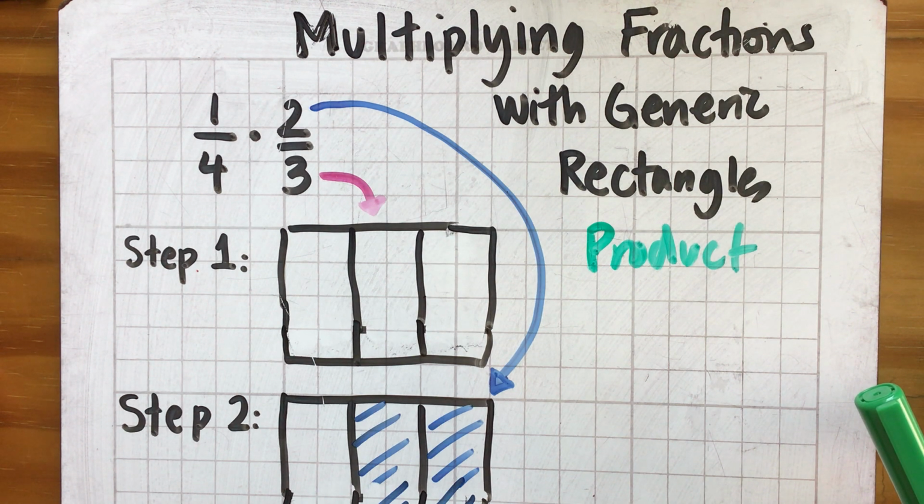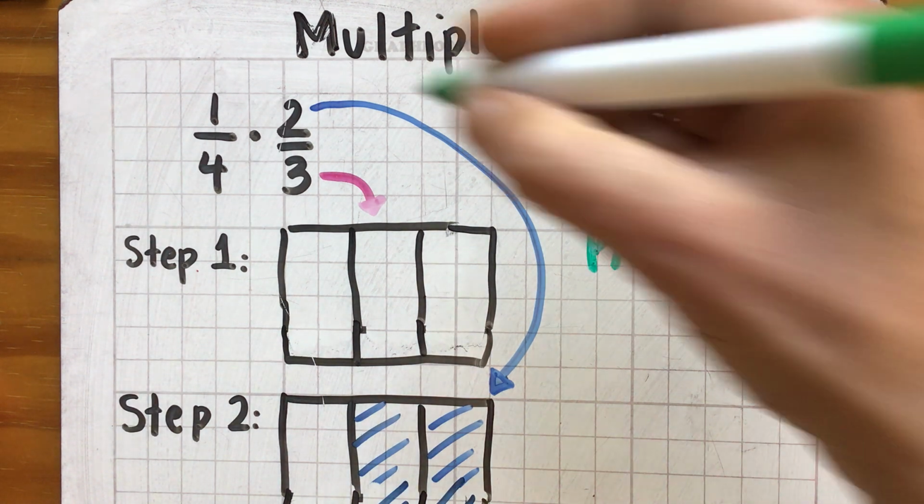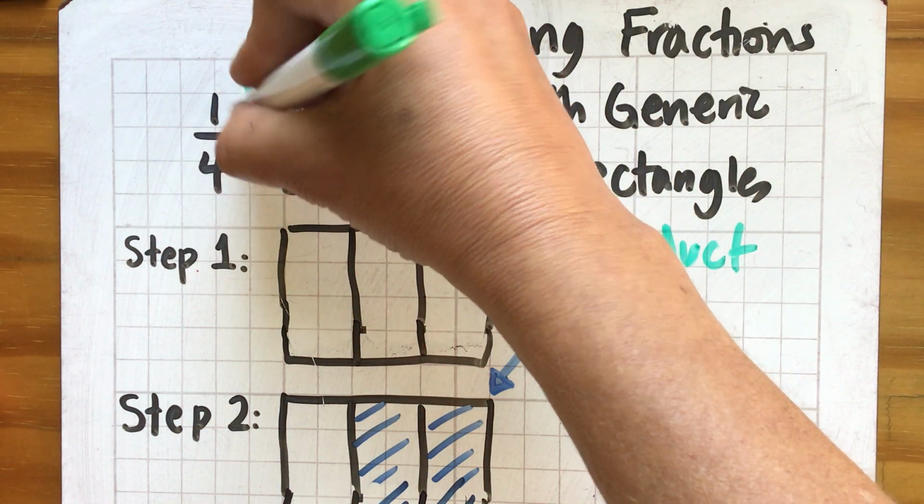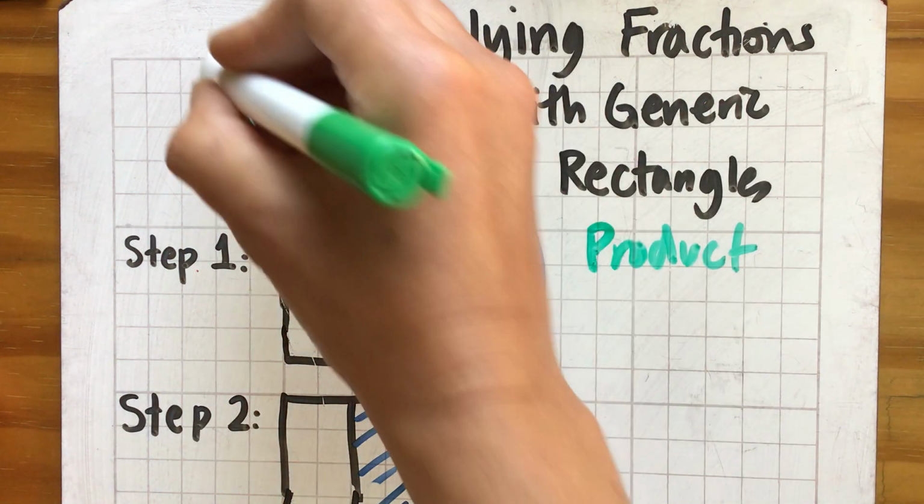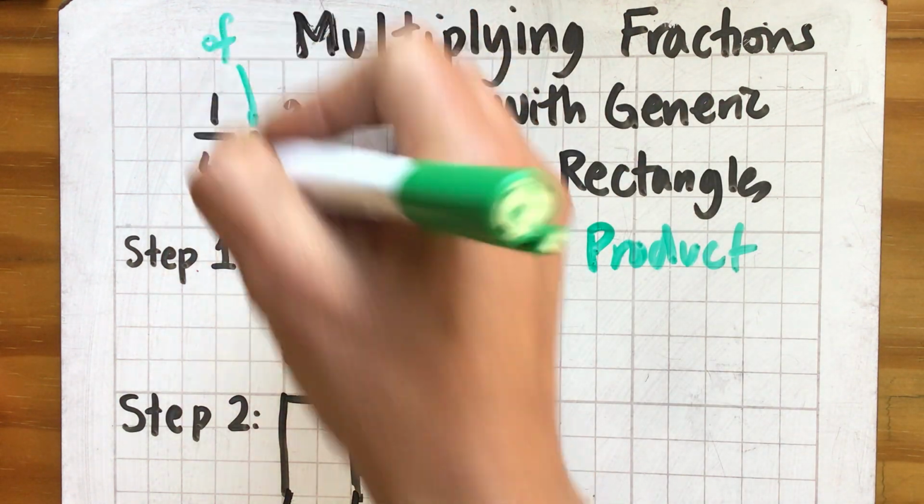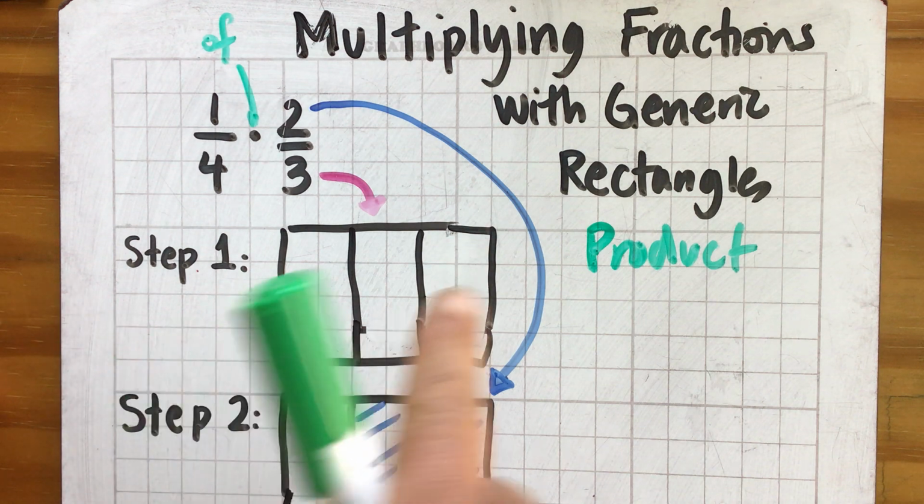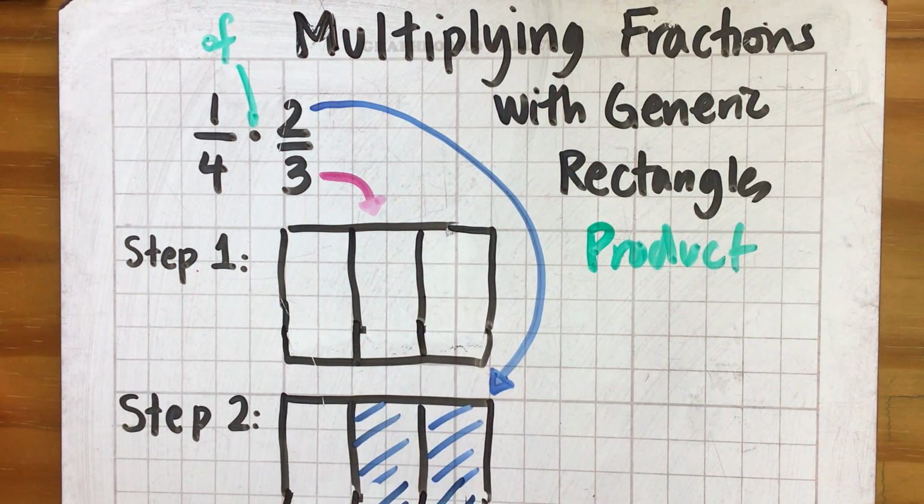And we actually start with the second fraction, and the reason we do that is because you need to understand what this means. So this means of. So I'm taking 1/4 of 2/3. So I need to start with the 2/3 part first because I'm going to take 1/4 of it.